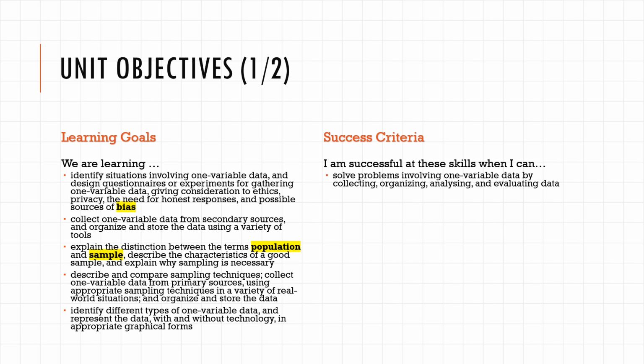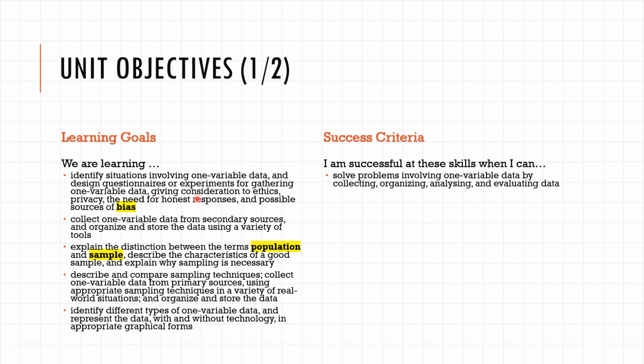This is quite a chunky unit. In fact, we'll be doing lots of things in this unit. We'll be identifying situations that involve data, and specifically that's very simple data that only involves one variable, one quantity that is changing. And in those situations, we'll design questionnaires and experiments for gathering that data.